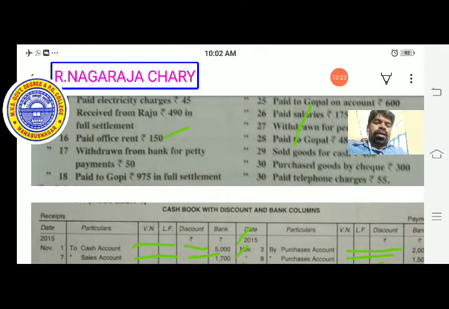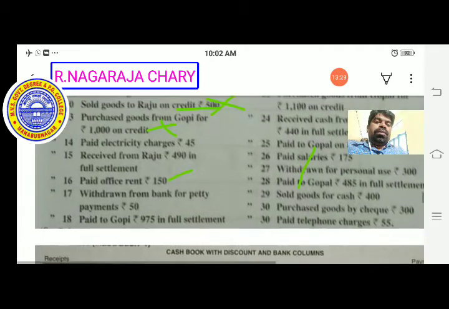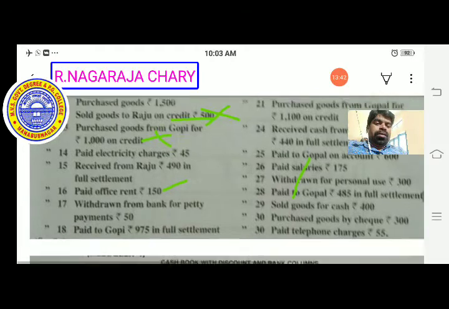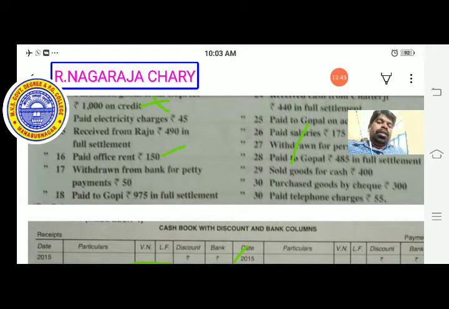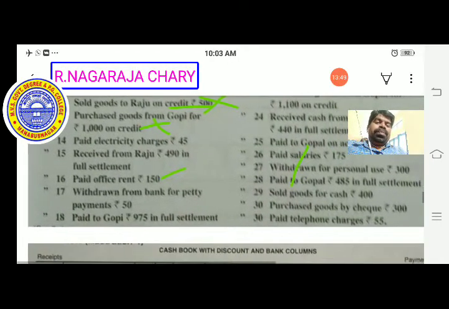Next, paid to Gopi 975 in full settlement. Earlier, on 13th date, we purchased goods from Gopi for 1000 rupees on credit basis. Now we are paying 975. Earlier it was 1000 rupees, but we are paying now 975 rupees. So, the remaining balance 25 rupees is discount.